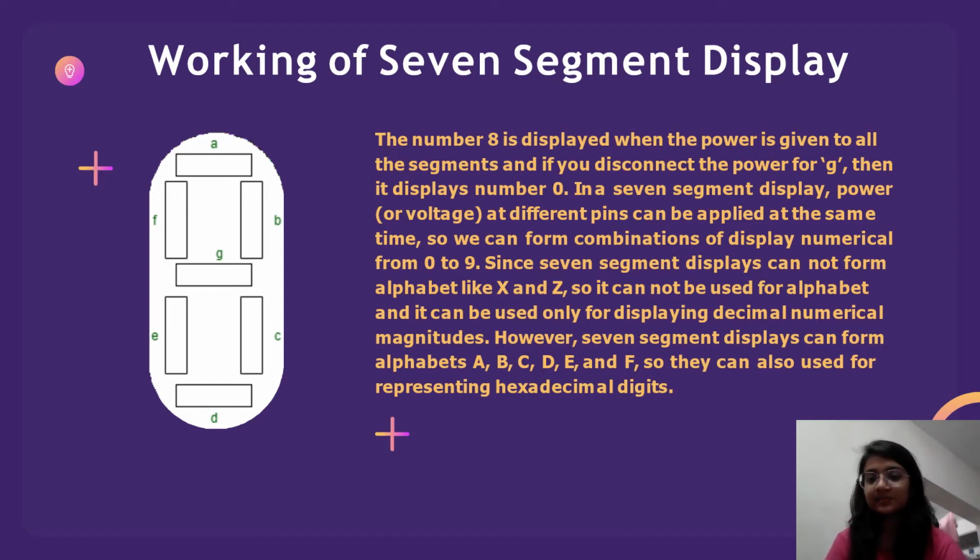Since 7-segment displays cannot form alphabets like X and Z, it cannot be used for alphabets, and it can be used only for displaying decimal numerical magnitudes. However, 7-segment displays can form alphabets A, B, C, D, and E, and so they can be used for representing hexadecimal digits.